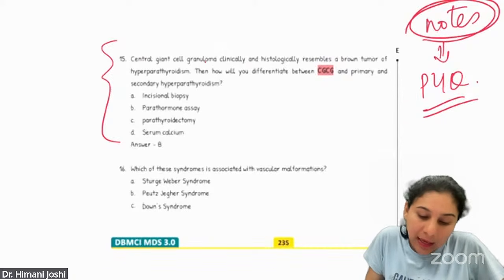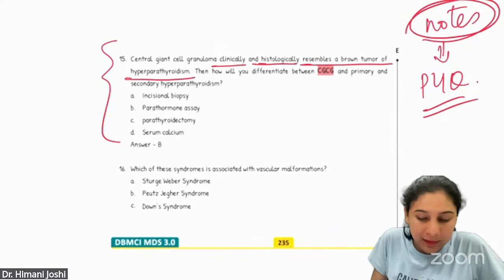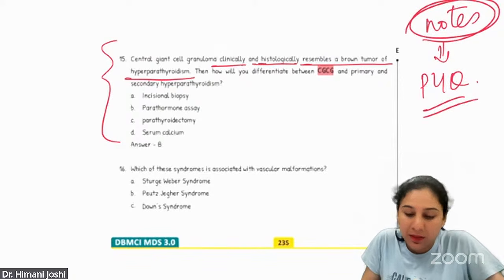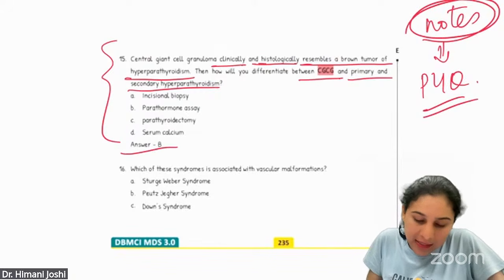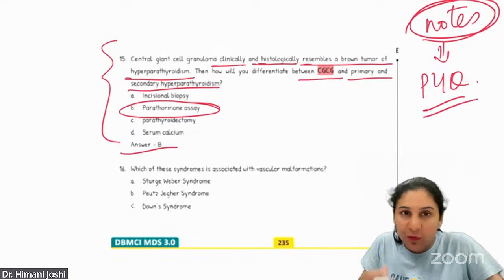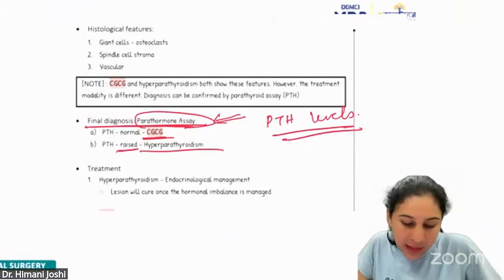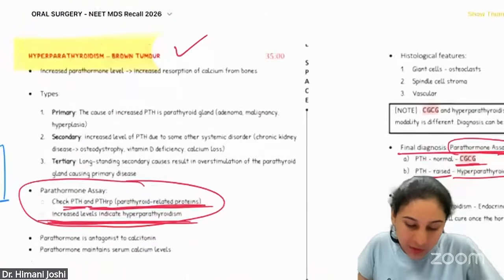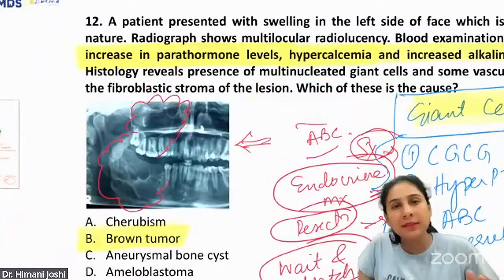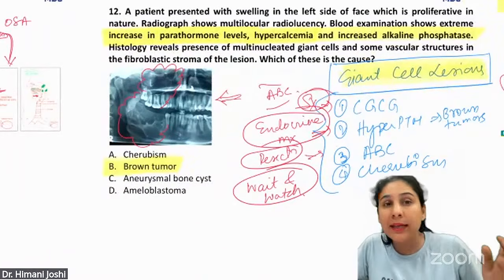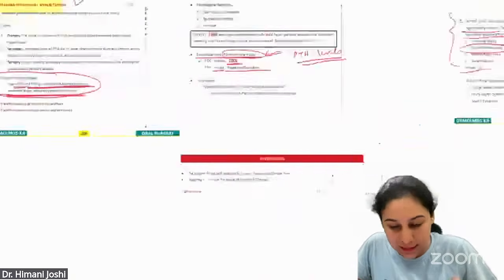So central giant cell granuloma clinically and histologically resembles a brown tumor of hyperparathyroidism. How will you differentiate between CGCG and primary and secondary hyperparathyroidism, right? And the answer is parathormone assay. So if you read this question, if you know the concept behind it, you will be able to answer that. In this question, the correct answer is brown tumor, which is nothing but hyperparathyroidism, right? I hope this is clear with everybody and you have marked it correctly.